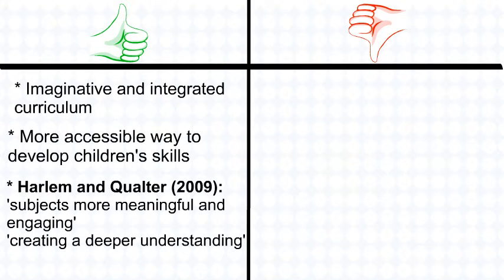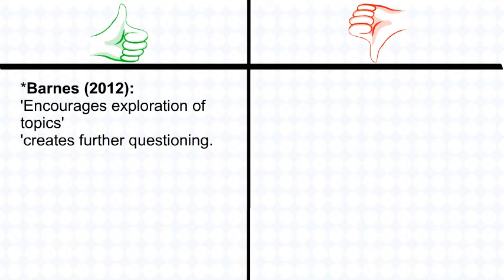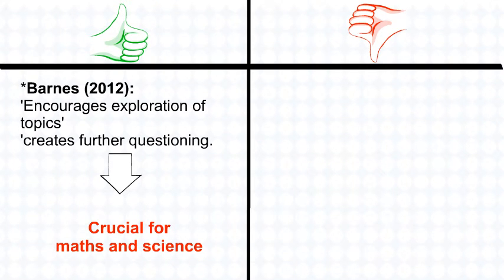This then enables children to access a deeper understanding and to present their skills in other areas. Barnes, 2012, adds validity to this argument by stating that cross-curricular experiences encourage exploration of topics and create further questioning by engaging students. This is undeniably a key skill required in both mathematics and science.